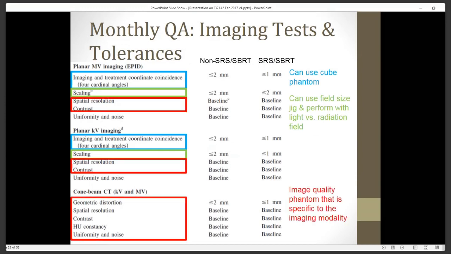And then all the image quality things, usually there's going to be some sort of a specific phantom, a phantom that's specific to that modality that can measure these things, and then you just take a baseline at commissioning or at annual and then compare to that baseline each month.